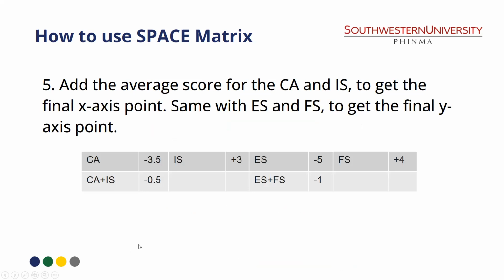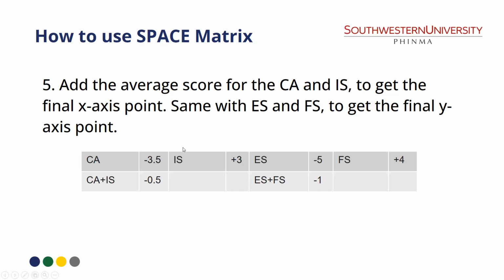Next is, hindi pa tapos yun. We need to add the average score of competitive advantage and industry strength to get the final x-axis point. Same is true with environmental stability and financial strength to get the final y-axis point. So, i-add mo lang siya.